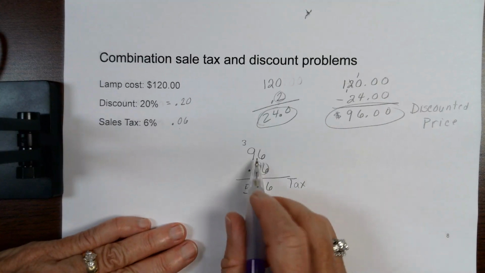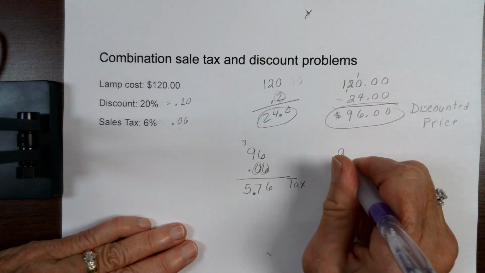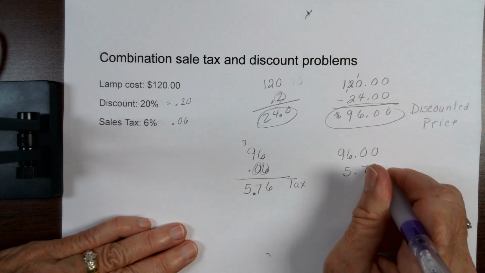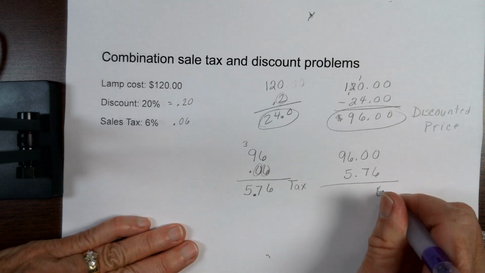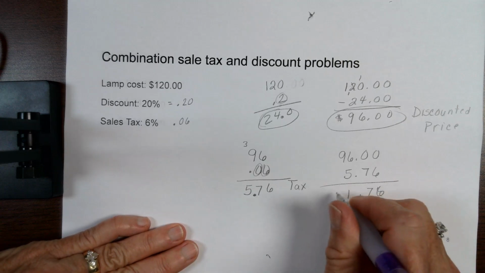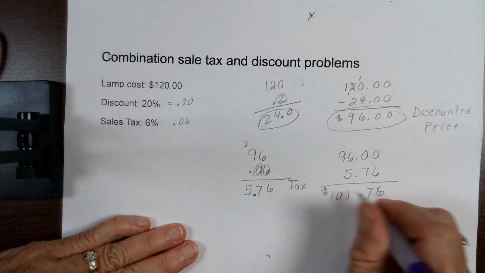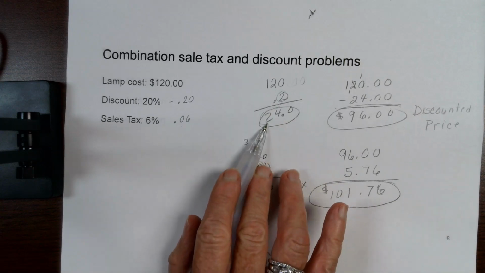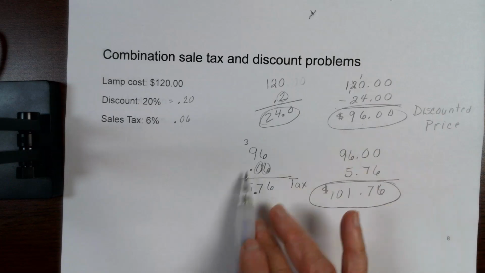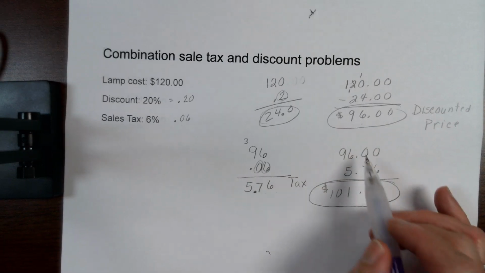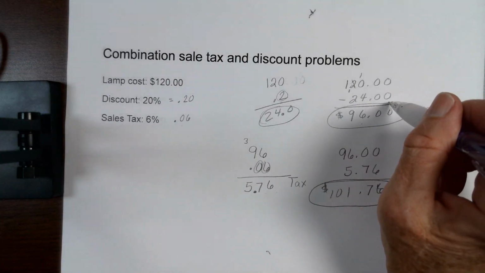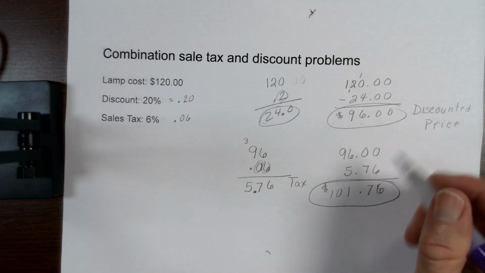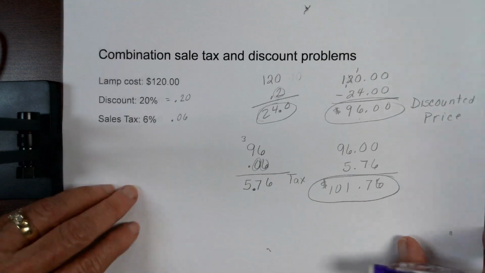Now my tax gets added back to that discounted price. So I have $96, and I'm going to add the $5.76 to it. So this is actually going to cost me $101.76. I saved $24, but then I had to pay a tax of $5.76. So I subtracted the discount of $24. Then I found the tax, which is $5.76, and I added that back to my discounted price.